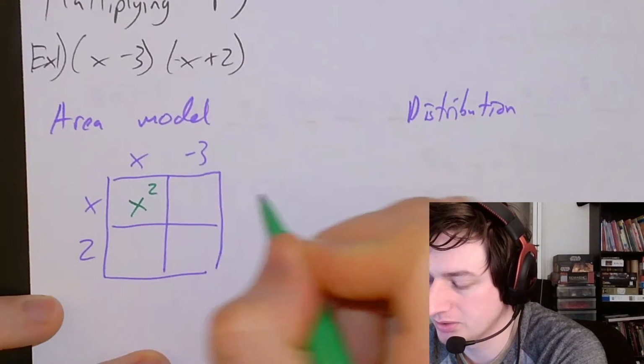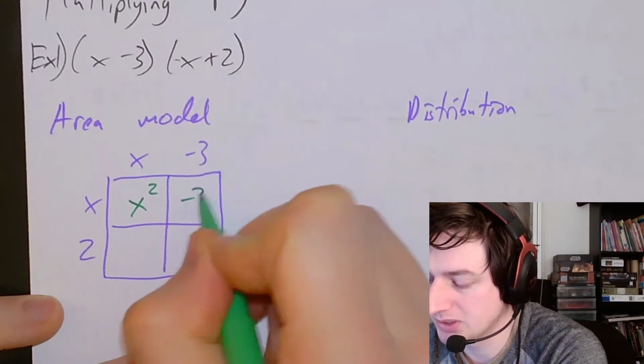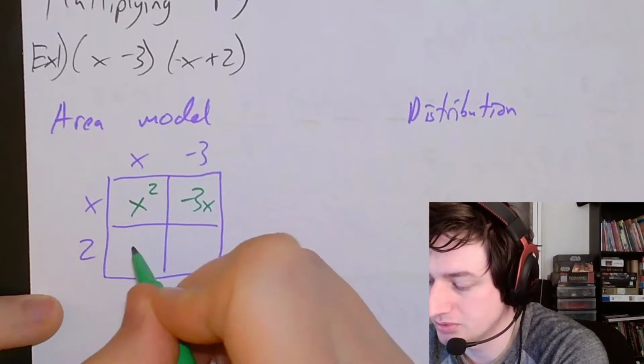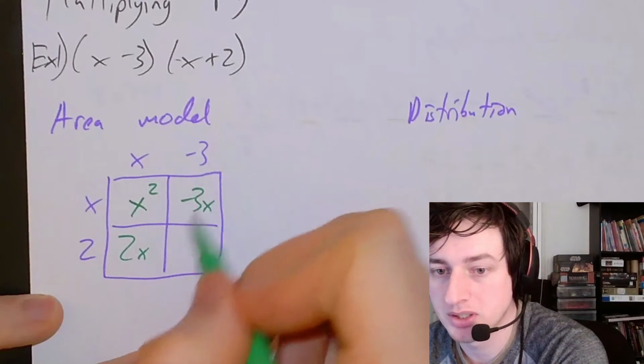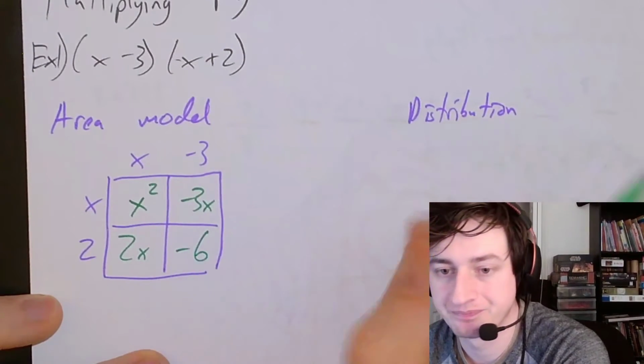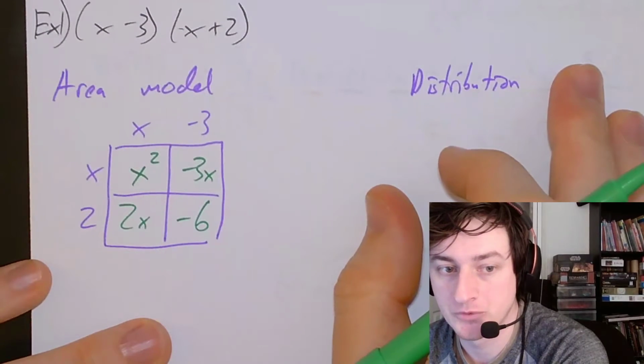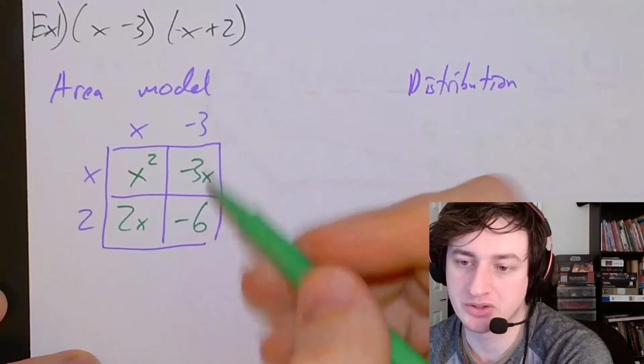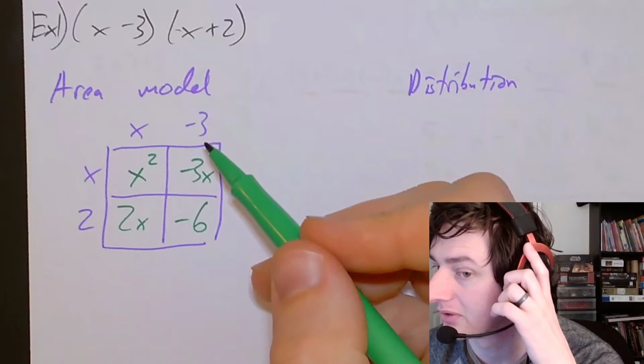So we get x squared. Negative 3 times x is minus 3x. x times 2 is 2x. Negative 3 times 2 is negative 6. So we're going out to in when we multiply. When we factor, we go the other way, but we're not factoring yet.